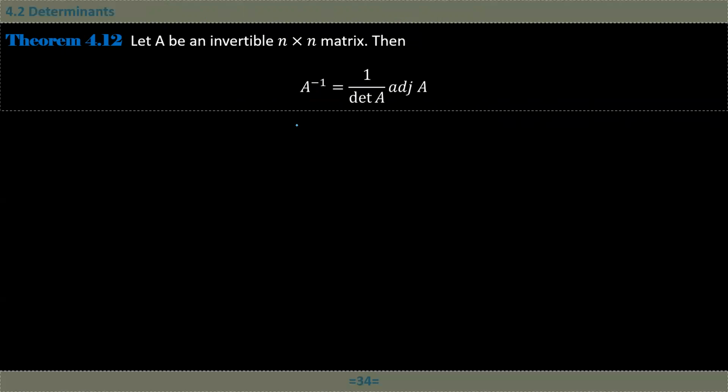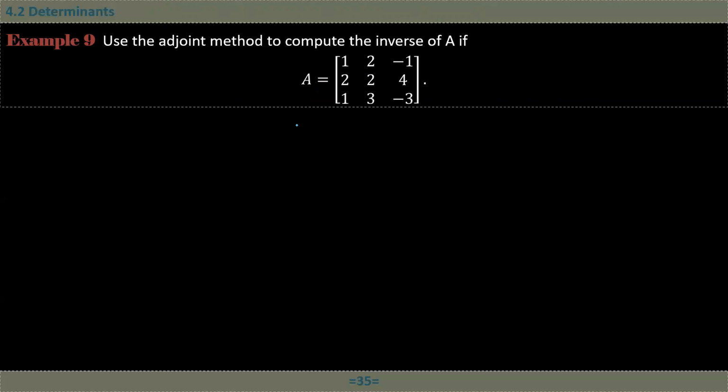So that's actually the formula we have just proved. And now let's see one example for this. Use the adjoint method to compute the inverse of A. Also, in the exam or quiz, if you are asked to evaluate or compute or find the inverse of the matrix using this method, you must use this method. If you use another method like the Gauss elimination method, you will not get any points.